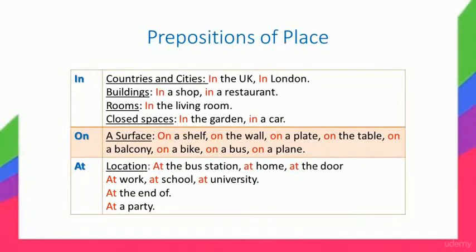On. So we use on when we talk about surfaces. On a shelf, on the wall, on a plate or on the table. On a balcony, on a bike, on a bus or on a plane. So we also use on when we're talking about places or transport.